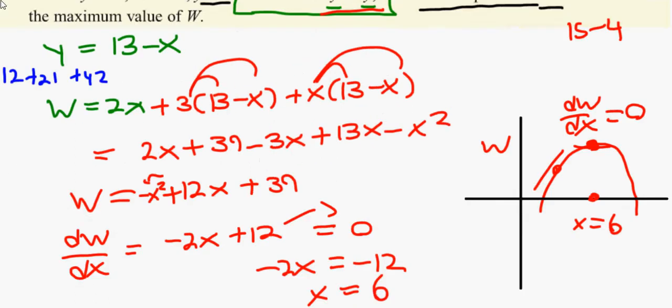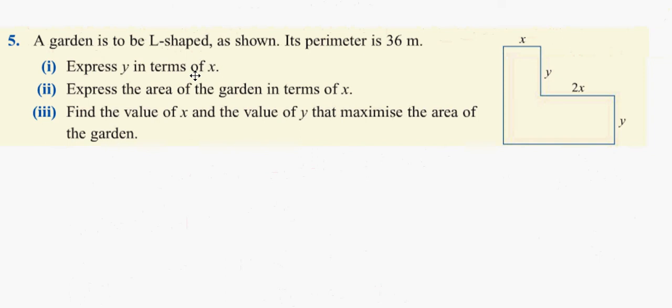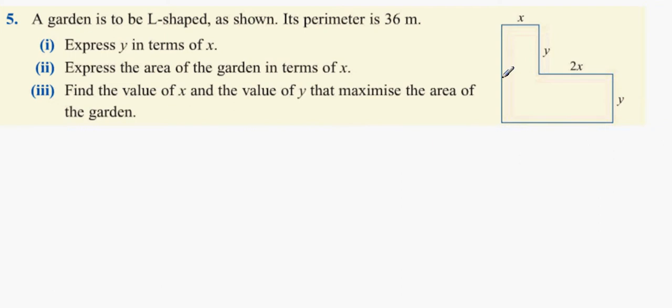Okay, so moving on. A garden is to be L-shaped as shown. Its perimeter is 36 meters. Express y in terms of x. So y in terms of x, okay?